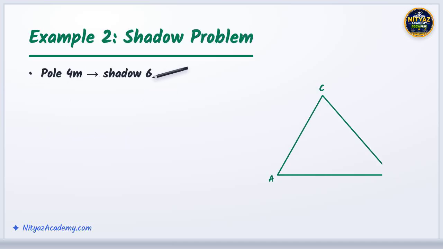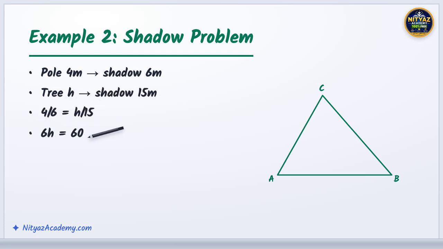Here's a real-world use. A 4-meter pole casts a 6-meter shadow. At the same time, a tree casts a 15-meter shadow. The sun makes similar triangles, so heights and shadows share a ratio. 4 over 6 equals h over 15. Cross multiply. 6h equals 60, so h equals 10 meters. That's how you measure a tree without climbing it.